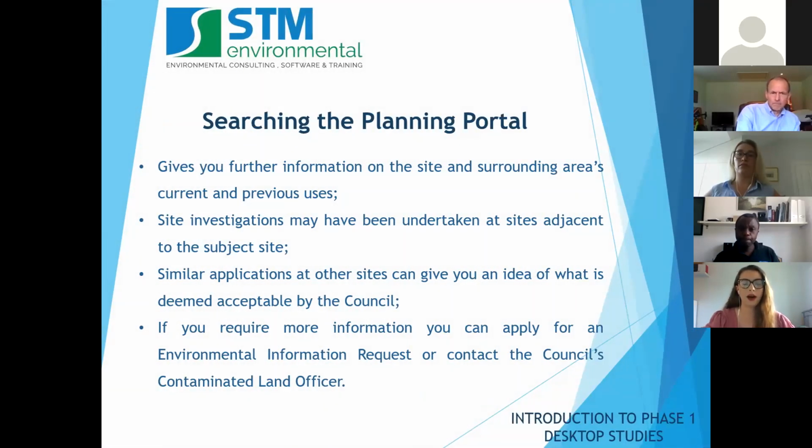Another important part of the report is searching the planning portal. By looking at the site's planning history, as well as the surrounding areas, you can get further information of past uses, as well as looking into whether any site investigations have been undertaken within the vicinity of the site. If this is the case, you can utilise information taken from the Phase 2 report to support your argument. For example, say the site next door have identified a ground gas risk, it may be at risk at your site as well. If you require more information, you can also apply for an environmental information request or contact the council's contaminated land officer for more information.